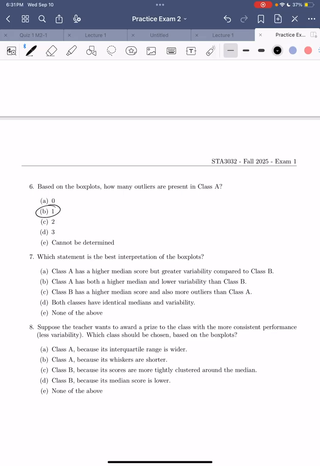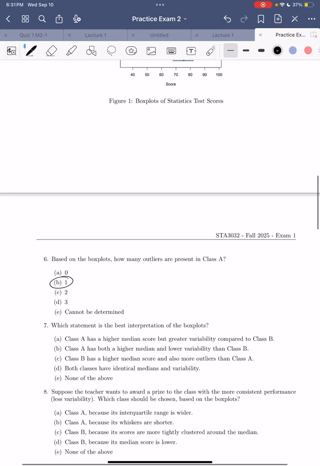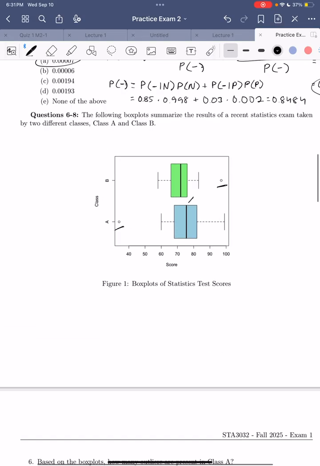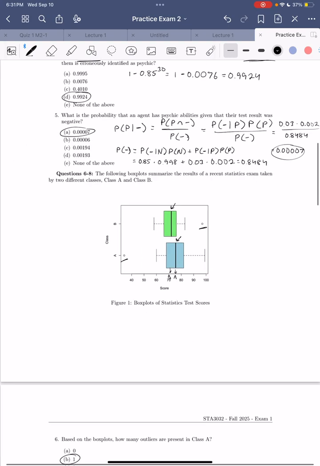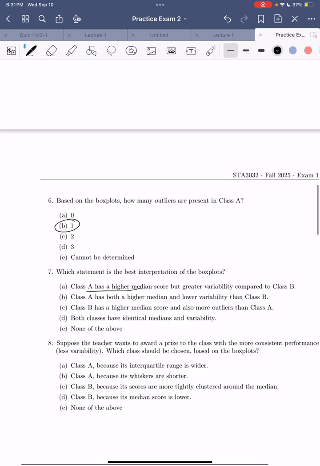Okay, so let's compare their median scores. The median score is basically this line over here. So this is for Class A, and since Class A has a higher median score, we know that A has a higher median score. These can be correct. This has to be wrong since this is not true. And this is also not true.